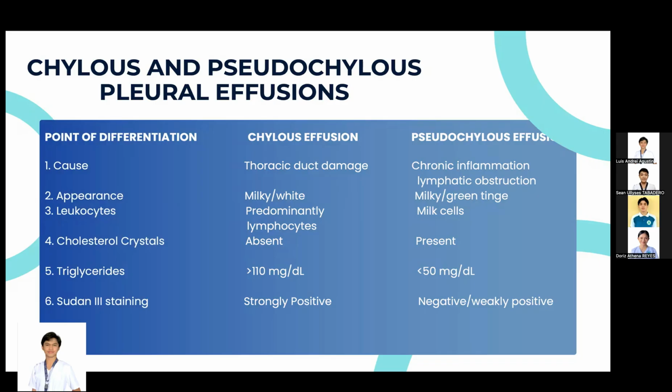Next, we have leukocyte presence. For chylous effusion, it's predominantly lymphocytes, and for pseudochylus effusion, it's predominantly mixed cells. Lymphocytes are a type of white blood cell or WBC. High counts here relate to the lymphatic origin.